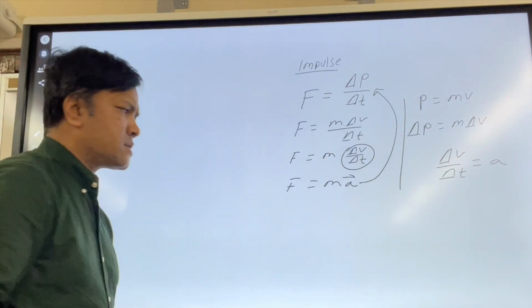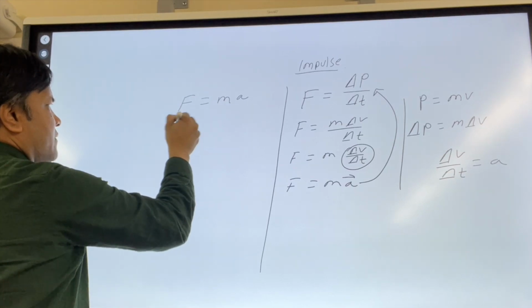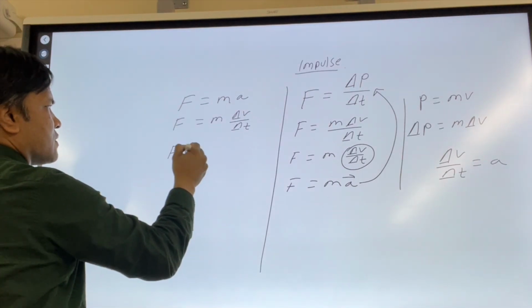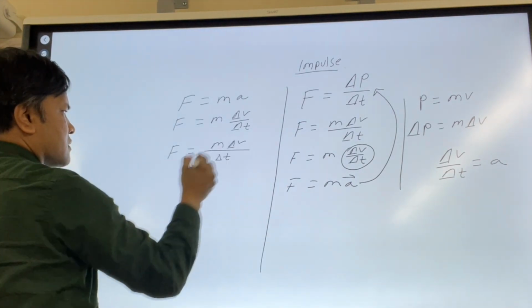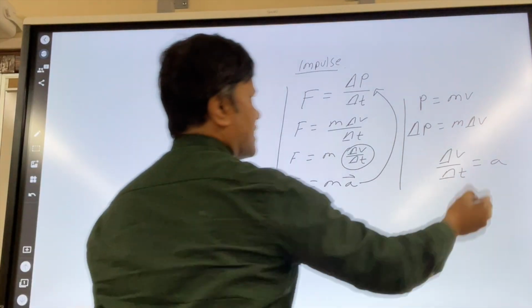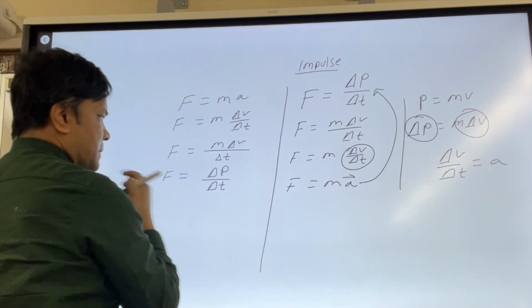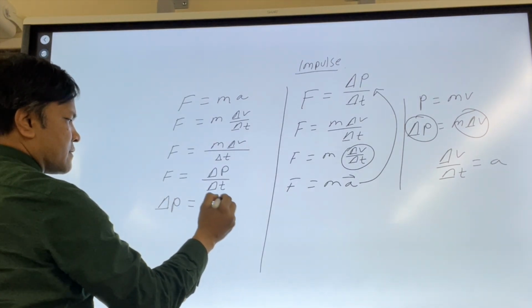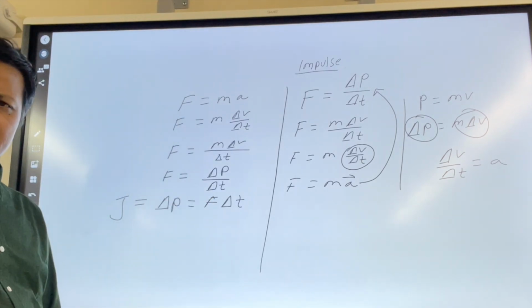Now we're going to go backward. We're going to show that Newton's second law gives impulse. So F is equal to M delta V over delta t. M delta V is the change in momentum. So the change in momentum is equal to F delta t. And that is impulse. Impulse is change in momentum, which is F delta t.